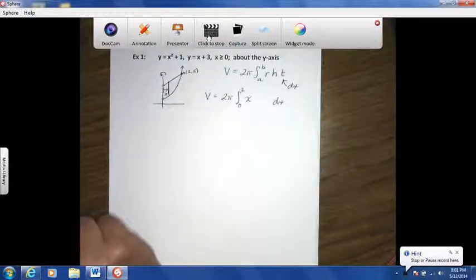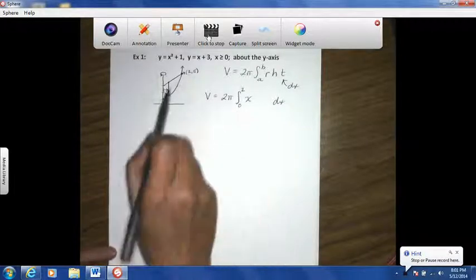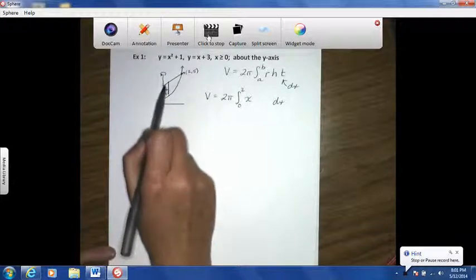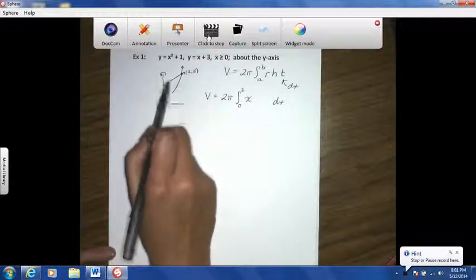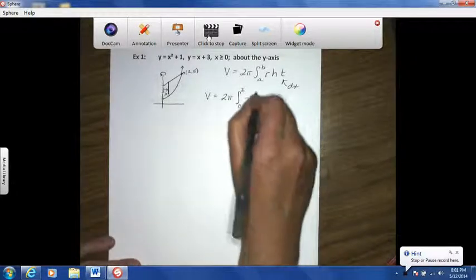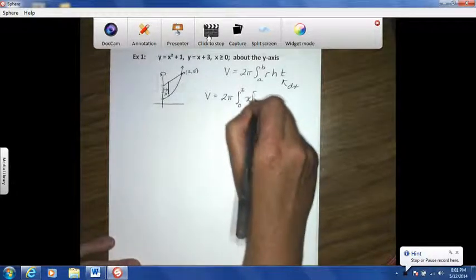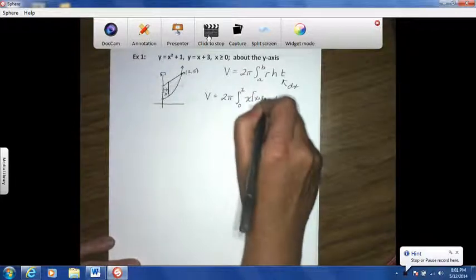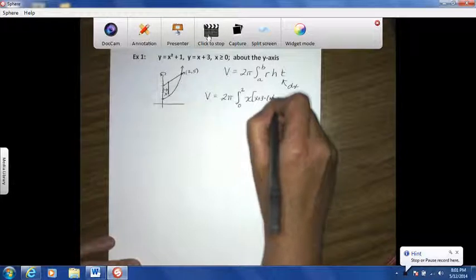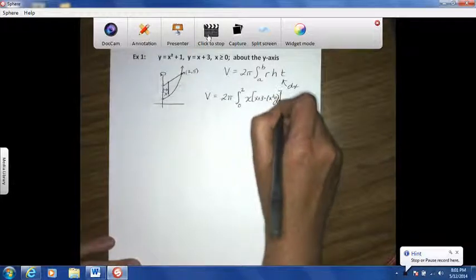We found the height of the rectangle when we calculated the area back in section 1. The height of the rectangle is going to be the top function minus the bottom function. So the top function is going to be the line, the bottom function is going to be the parabola. So we are going to take the top function, which is x plus 3, minus the bottom function, which is our parabola x squared plus 1, dx.